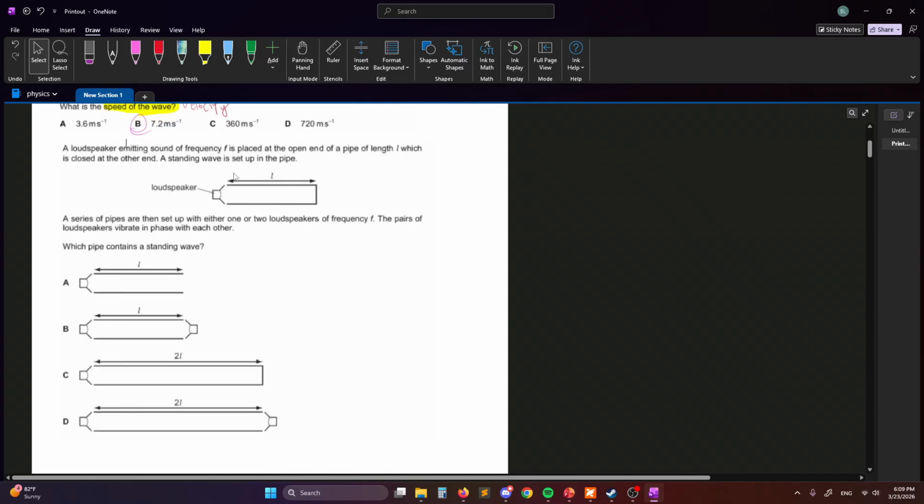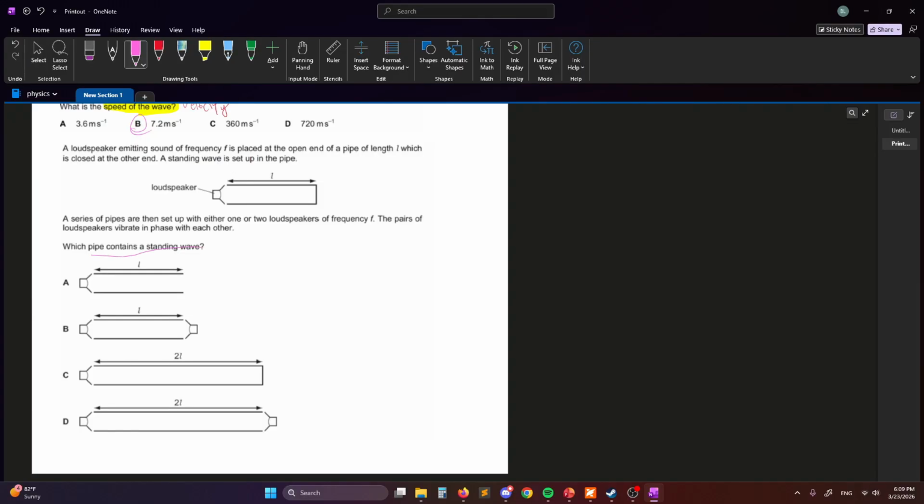A loudspeaker emitting a sound of frequency F is placed at the open end of a pipe of length L, which is closed at one end, and then a standing wave is set up in the pipe. A series of pipes are then set up with either one or two loudspeakers of frequency F. The pairs of loudspeakers vibrate in phase with each other, and they're asking which pipe contains a standing wave.